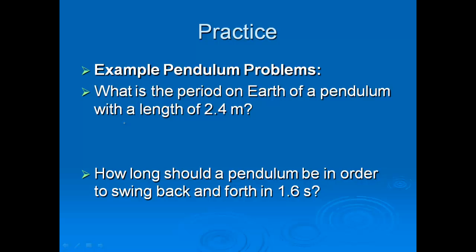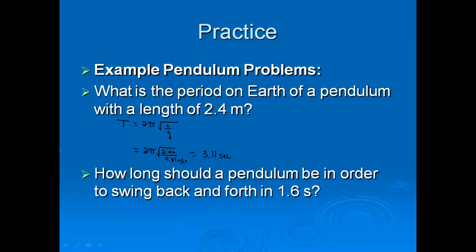So we're going to set up our formula. T is equal to 2 pi, the square root of the length over gravity. So we're looking for T, so we're just going to plug in the numbers we know. 2 pi and the square root of the length, which is going to be 2.4 meters over our gravity, 9.81 meters per second squared. And if we plug that into our calculator, we should get an answer of 3.11 seconds. So try that and see if you agree with me.